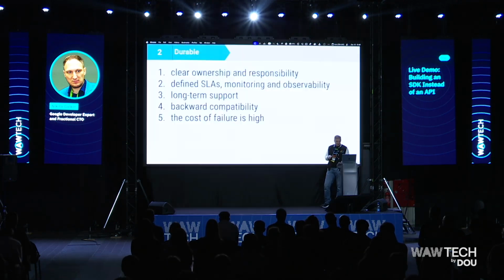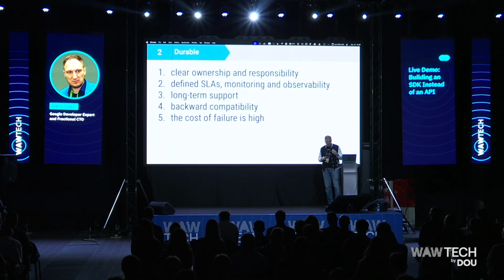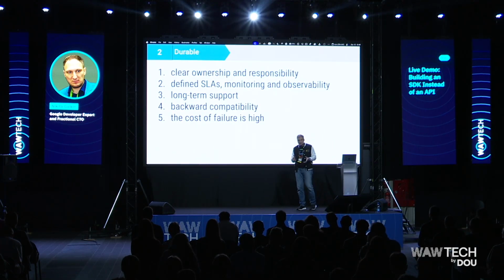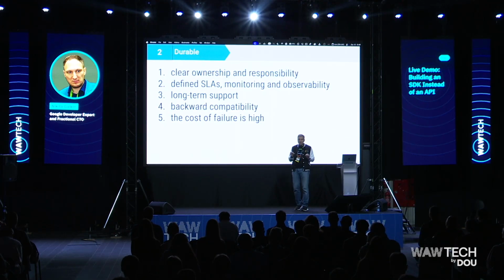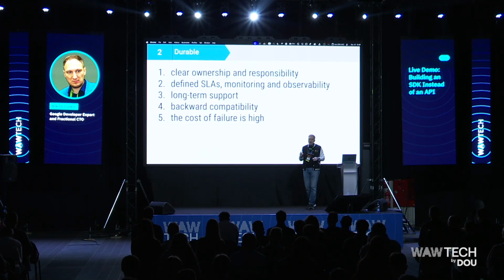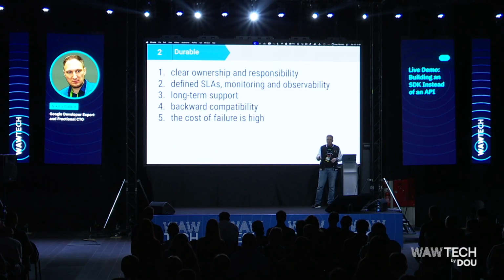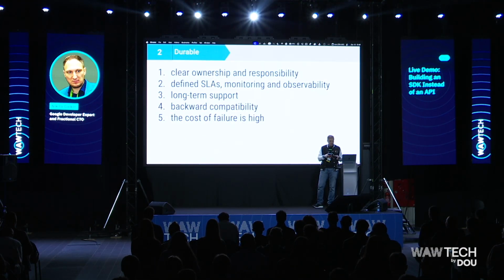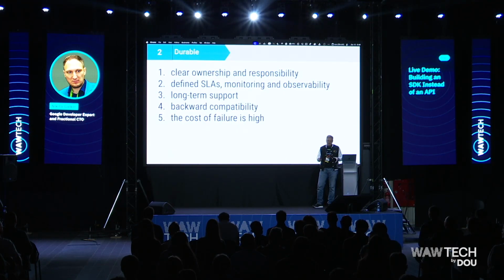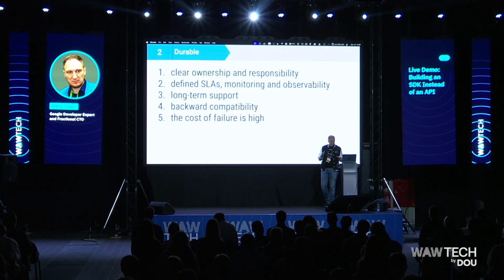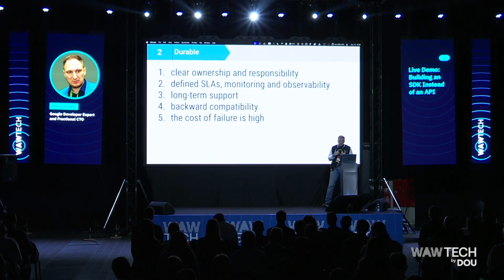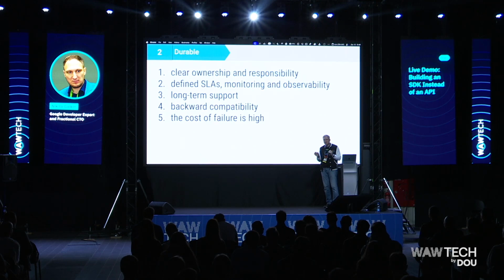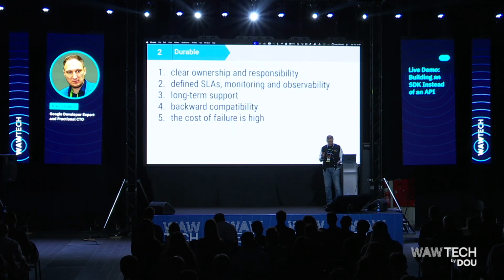How can you understand what you actually have? First, if you have clear ownership and responsibility, it's mostly durable code. If you have user data that you need to keep, this part is typically durable. If you have contracts with clients, if you have long-term support, or you need to keep backward compatibility, you have responsibilities, and this means that your thing is durable.